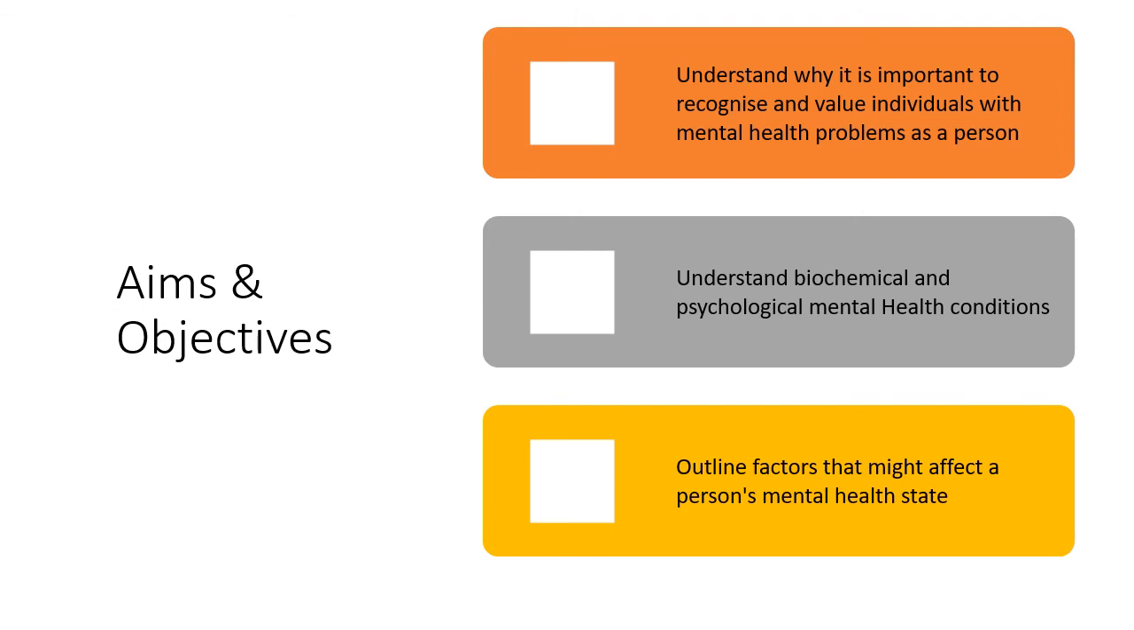And this brings you to the end of this session, and we'll just run through the aims and objectives again. So now you've finished the session, you have an understanding of why it's important to recognise and value individuals with mental health problems as a person. You'll have an understanding of biochemical and psychological mental health conditions, and you'll be able to outline factors that might affect a person's mental health state.